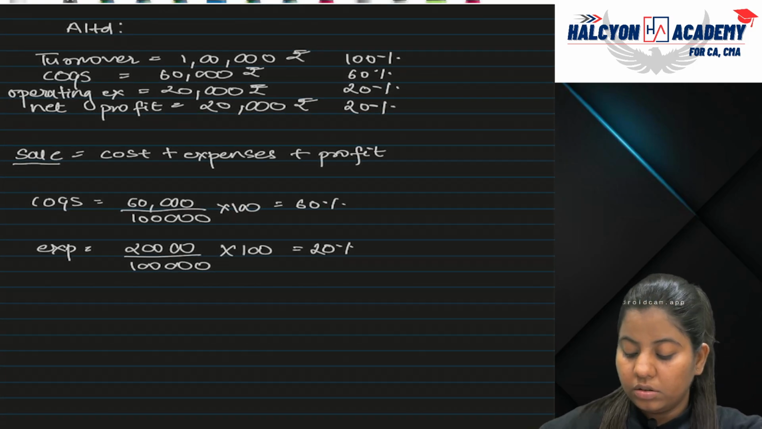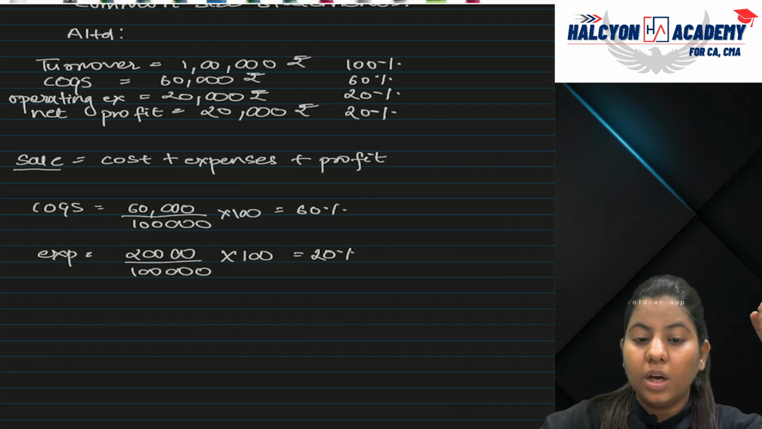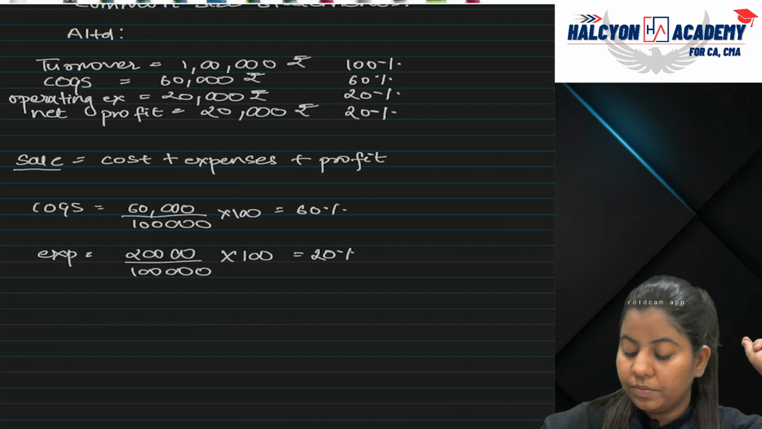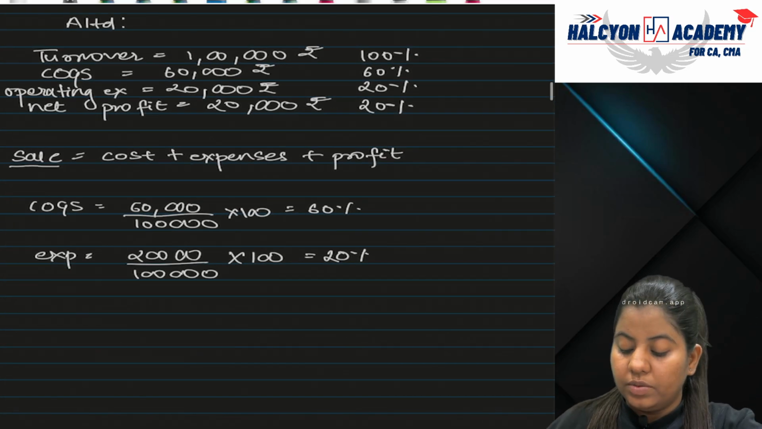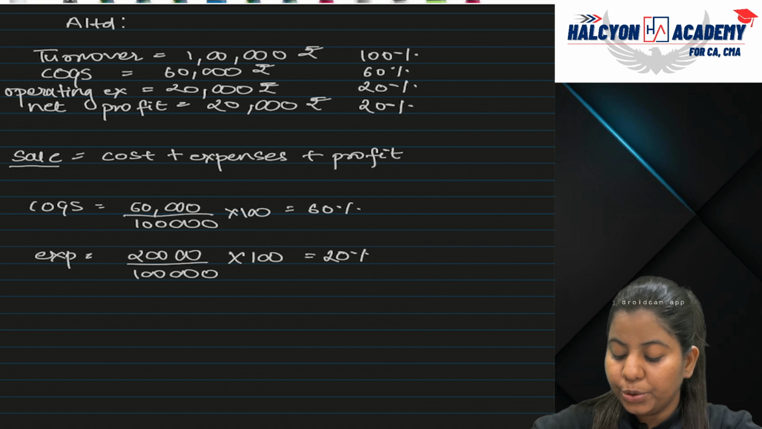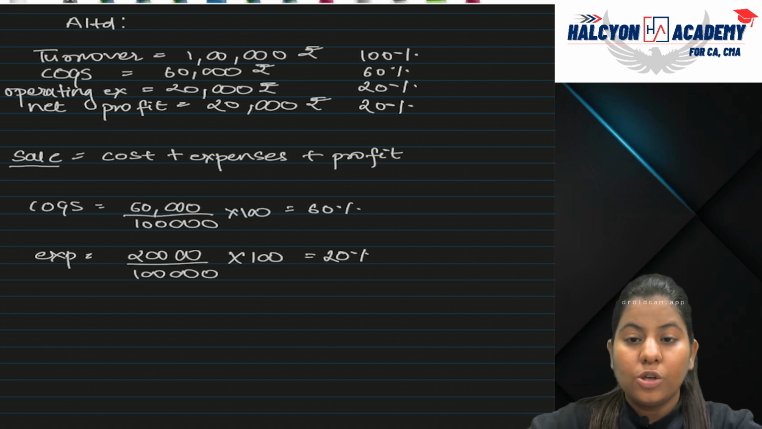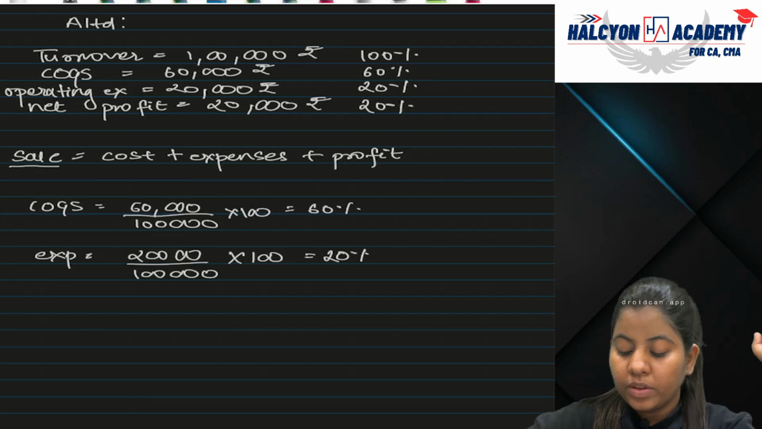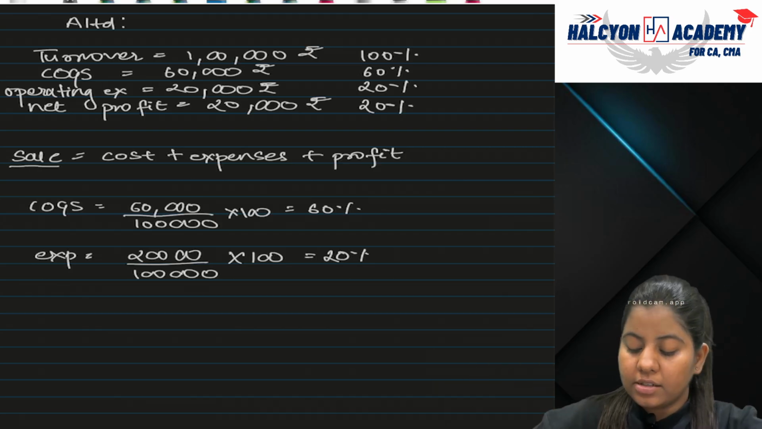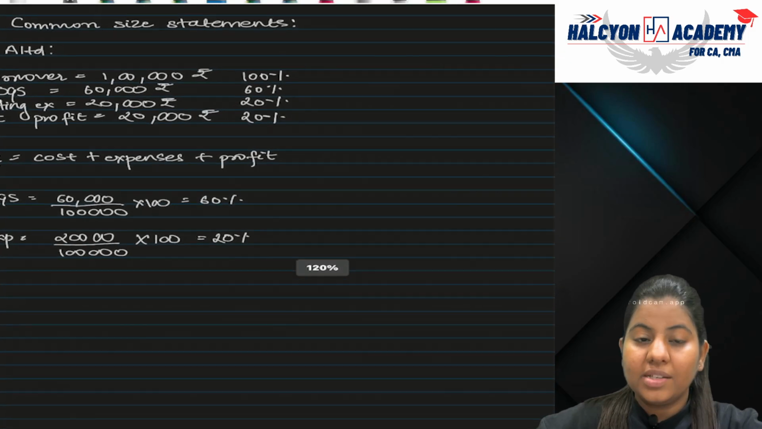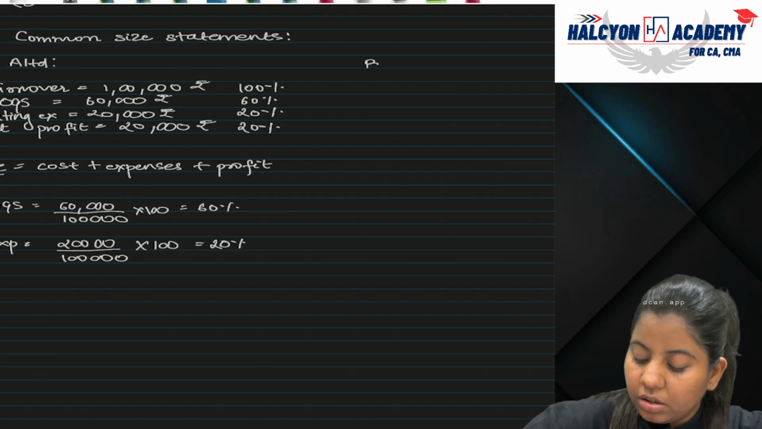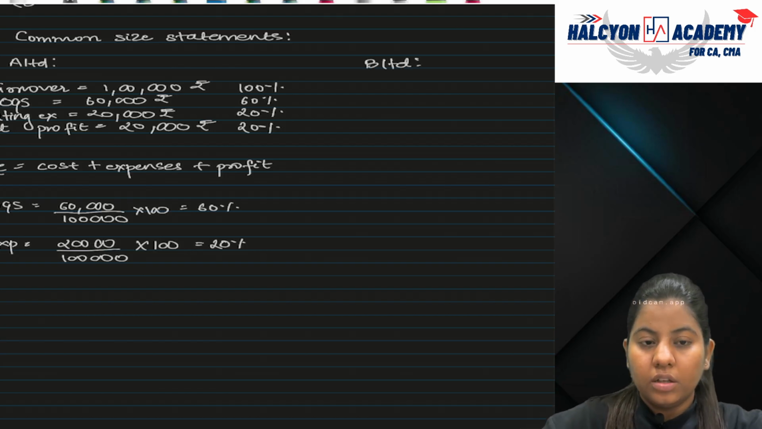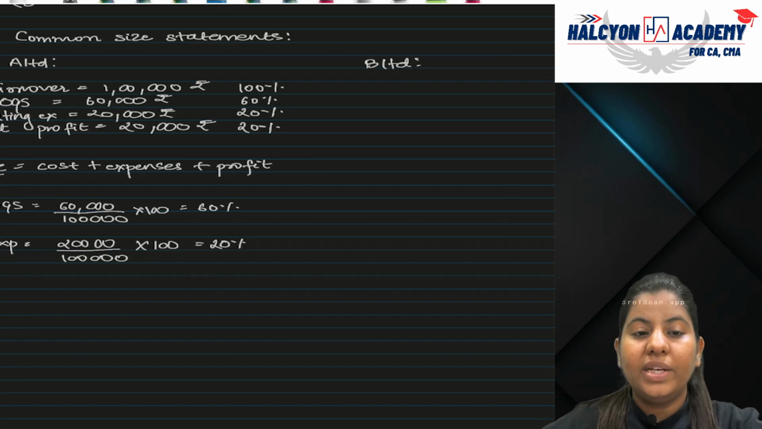Understood? This is how we have to find out the percentage of each and every element. Is it clear? Is it clear to you all? Now see how we compare our own company with some other company. How we are going to compare it, how the comparison is done. In the same example, let's take one other company also, that will be B Limited. Okay, let's take another company, that is B Limited.